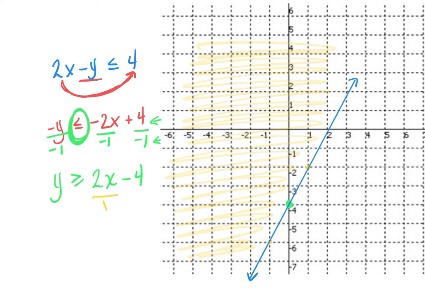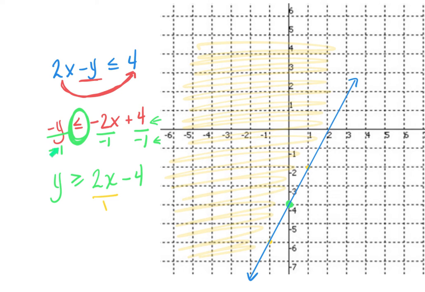To graph in standard form, you want to put it in slope-intercept form first. So if you're given the line in standard form, you're going to move the 2x over. Remember, when it goes across the inequality, it changes signs. So you have the negative y, the less than or equal to, and now you have negative 2x plus 4.